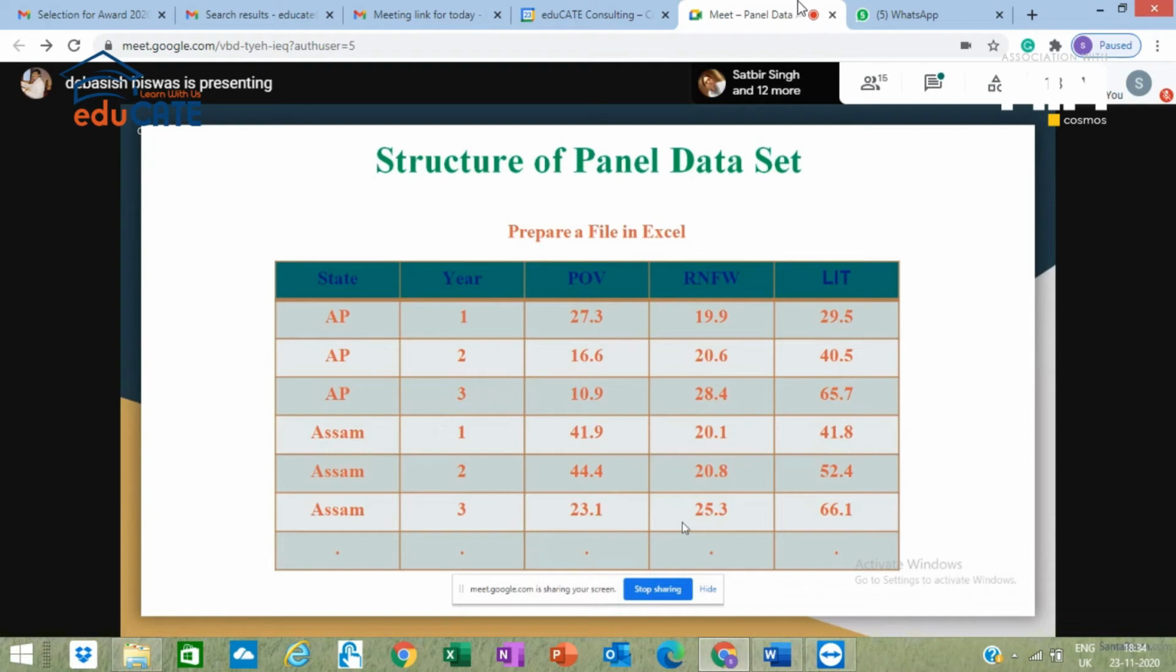Understood? Yes, sir. Understood. But, sir, first of all, why was the data segregated for males and females then?